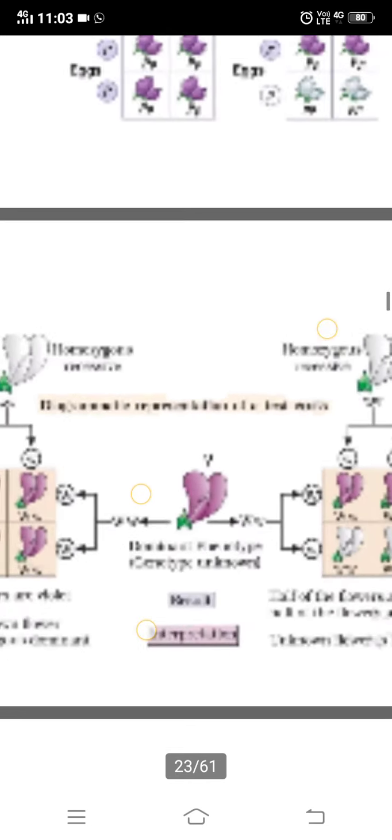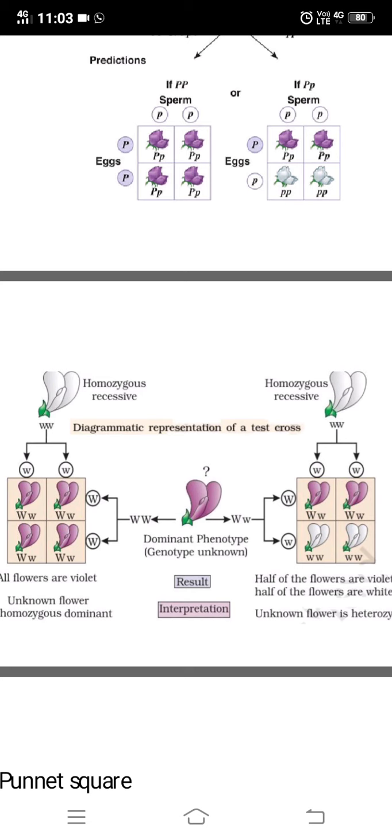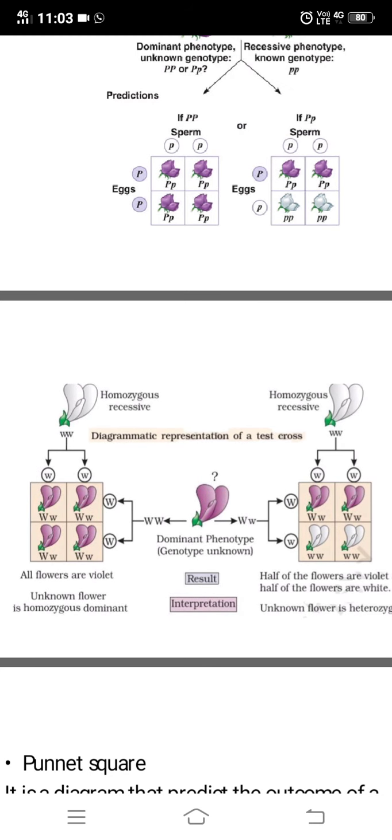Now look here, another example, with a homozygous recessive. Here is the dominant phenotype, a diagrammatic representation of a test cross. Now W and small w, violet and white flowers, we are considering that. Violet is represented by capital W, and small w is for white color. So this violet flower can be capital W, capital W, or it can be capital W, small w. It is test crossed with the recessive, that is small w, small w.